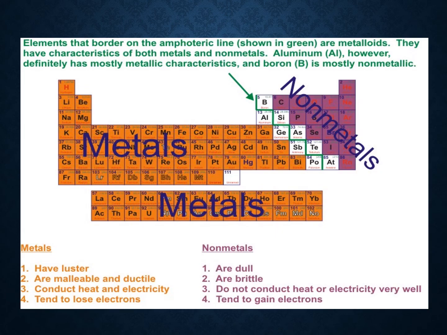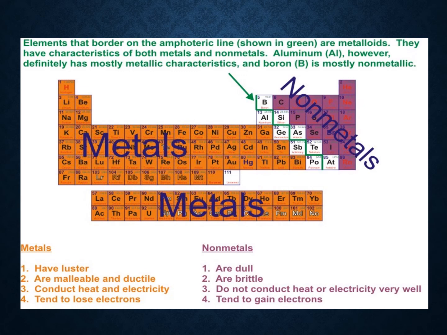Alright, so as you can see here, these are the things that I've discussed or explained a while ago with you in the periodic table. On the left side are the metals, and on the right side are the non-metals, and of course you have there a ladder between metals and non-metals. They are the metalloids. Elements that border on the amphoteric line, shown in green, are metalloids.